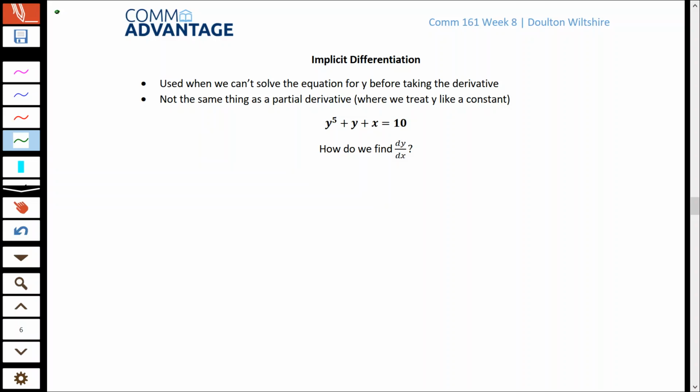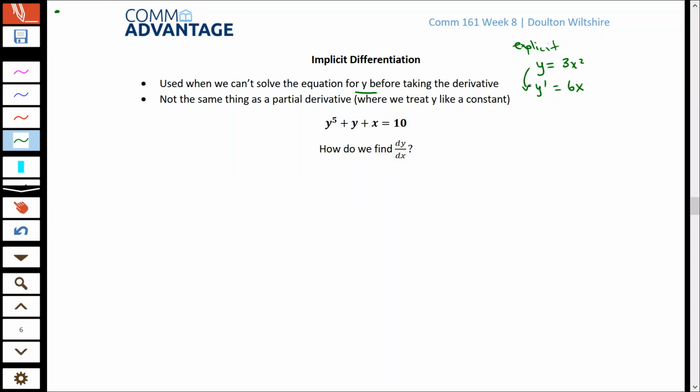Okay, so one of the topics that a lot of people find tricky is implicit differentiation. Implicit differentiation is used when we can't solve the equation for y before taking the derivative. Previously, when we were doing explicit derivatives, we didn't even know we were doing explicit derivatives. We were saying, hey, if y is equal to 3x squared, then the derivative of y is going to be 6x. And we're just taking that derivative because y is isolated, so we know the derivative of y is y prime.